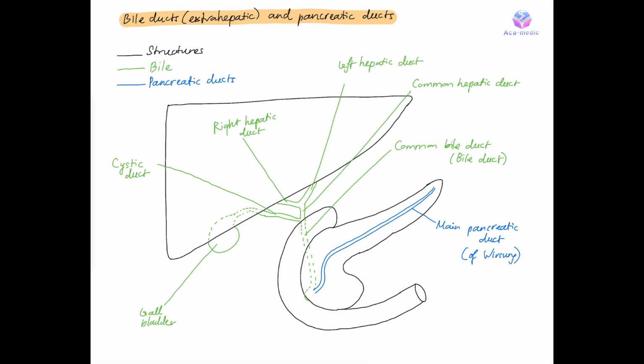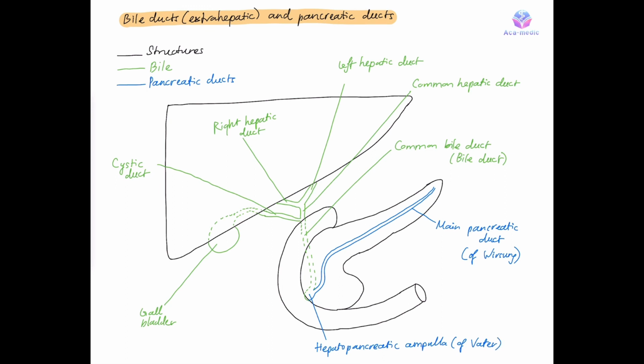Okay, now the main pancreatic duct of Wirsung usually, at the terminal part of it, is going to join with the common bile duct to form an ampulla right there. Okay, so that ampulla, that part which is common for the common bile duct and the main pancreatic duct, is called the hepatopancreatic ampulla, and also called the ampulla of Vater.